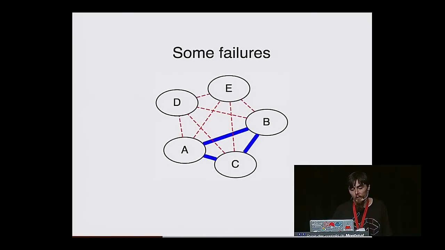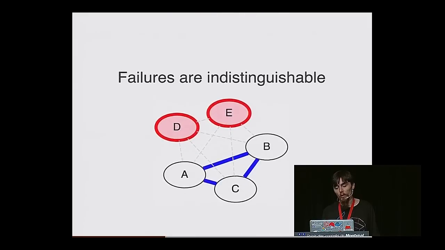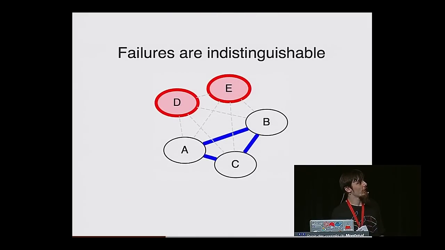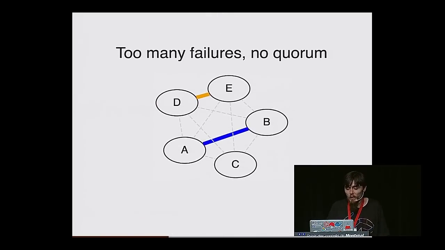So if you have a couple of failures, so all the network connections leaving from D and E have failed, then you can still keep going because, hey, A, B, and C, they've got quorum. I said earlier that network connections are pretty much indistinguishable from node failures. You'll notice that if I drew it differently, now the nodes have failed and the network connections are just gray, but this looks exactly the same from the point of view of the quorum group, which is A, B, and C. And if there's too many failures, then you can't get quorum, right? So it falls over. It's cool. You can still do consistent reads and writes, except you can't.